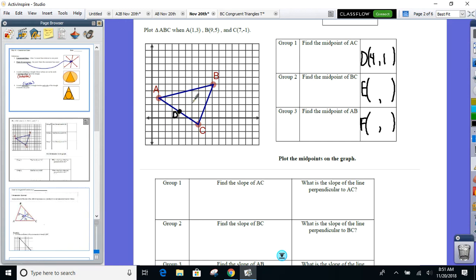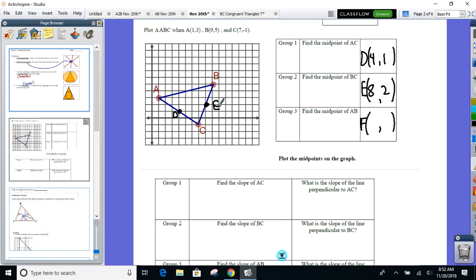Okay, midpoint of BC groups. What do you have for me? I got 8, 2. Confirmed, 8, 2. Okay, 8, 2, everybody. Point E, 8, 2. Go ahead and graph it. Perfect, right in the middle. Call that point E. And then how about the midpoint of AB groups?